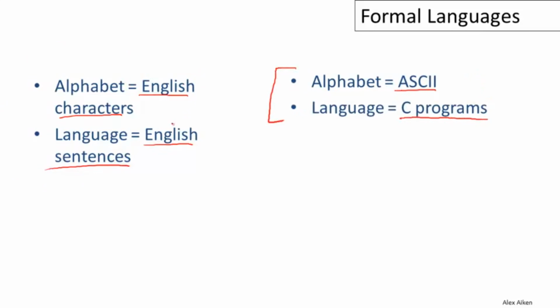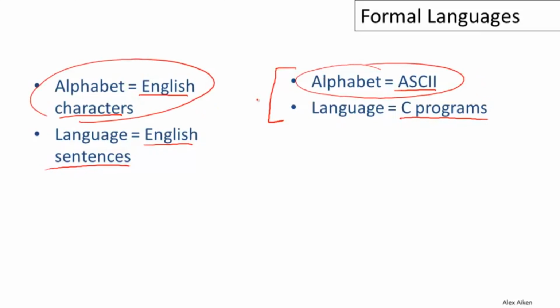And the important contrast I want to draw here is that the alphabet is actually interesting. Different formal languages have very, very different alphabets, and we can't really talk about what the formal language is or what set of strings we're interested in unless we first define that alphabet.